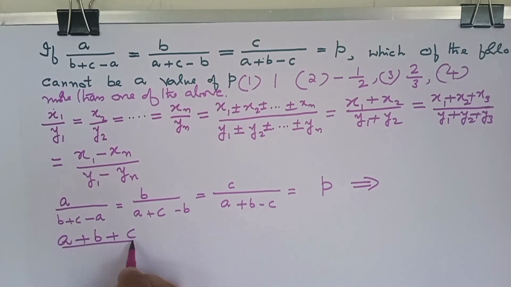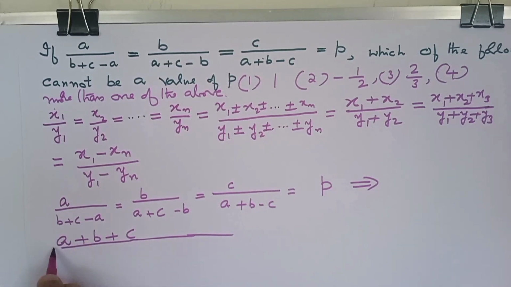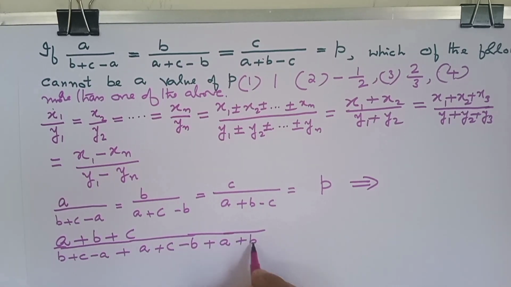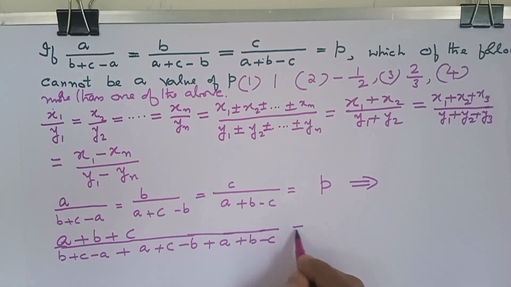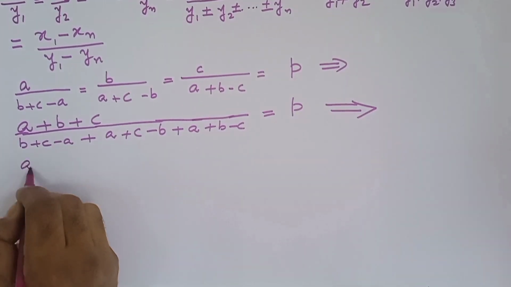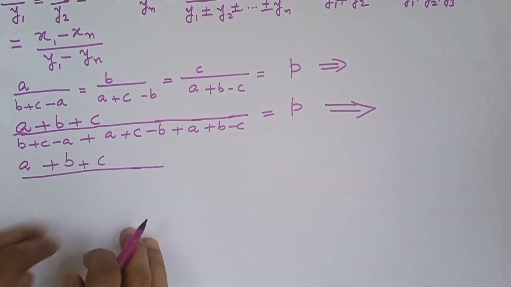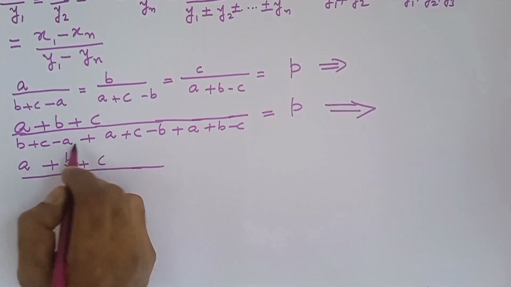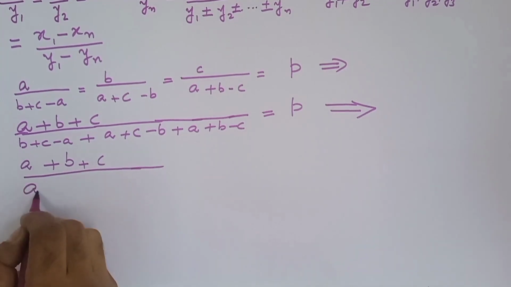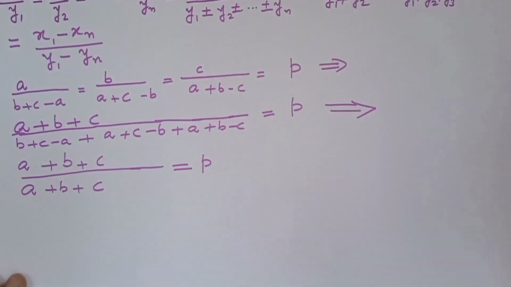This is what you get by adding the numerators, and these are the denominators. Right? And the right side is P. That implies you simplify here. Numerator just a plus b plus c. Denominator will be, as you can see, these two will cancel out, these two will cancel out, this will cancel out, and you are left with a plus b plus c equal to p.